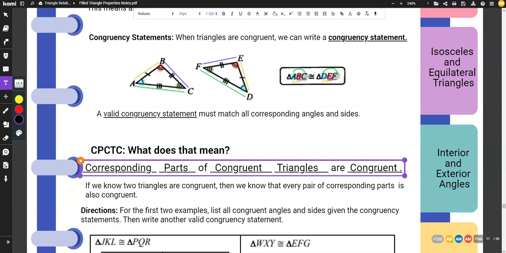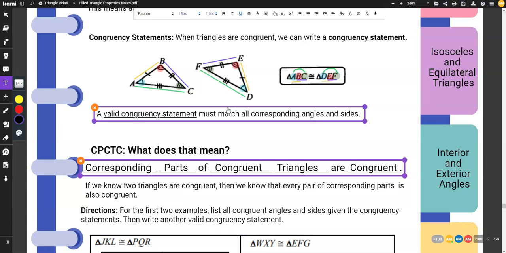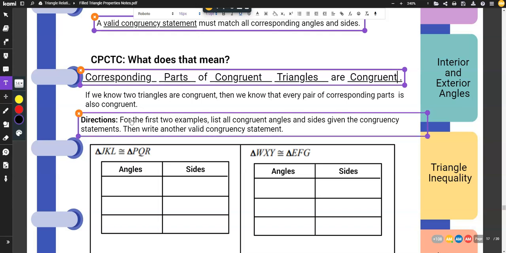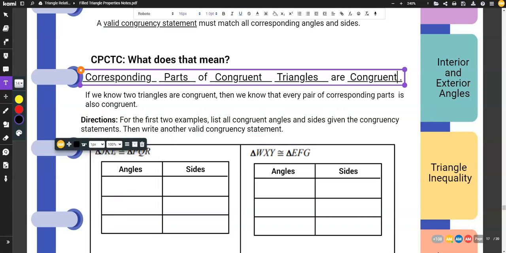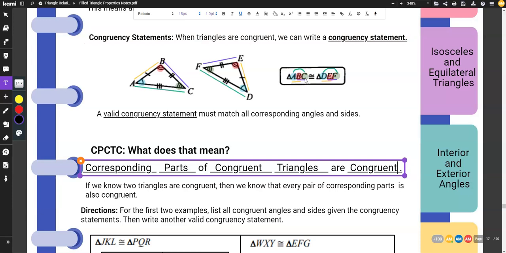So if we know that two triangles are congruent, then we know that every pair of corresponding parts is also congruent, just like I illustrated in this image here. So we have here, it says triangle JKL is congruent to triangle PQR. So again, just like I did up here, I could do it from the congruency statement. So see, first letter and first letter are congruent for angle.